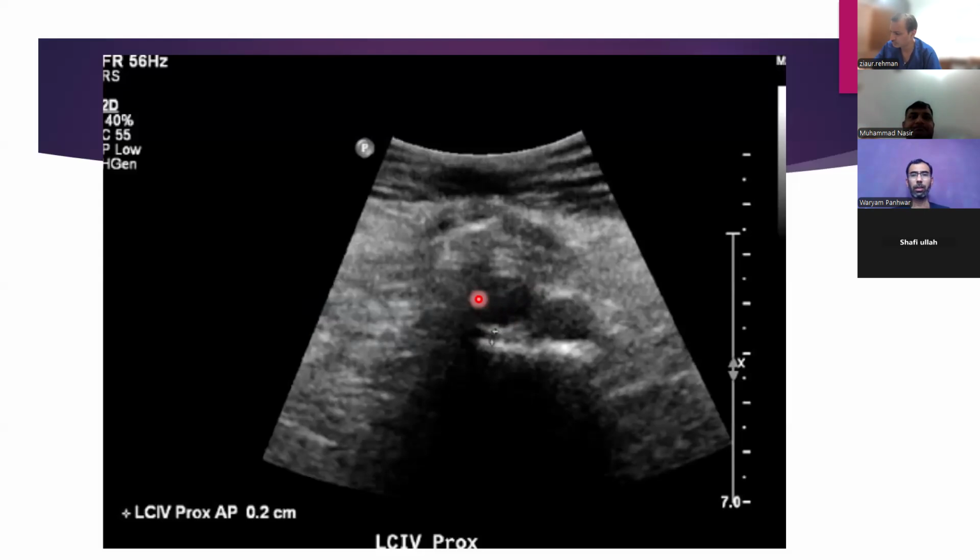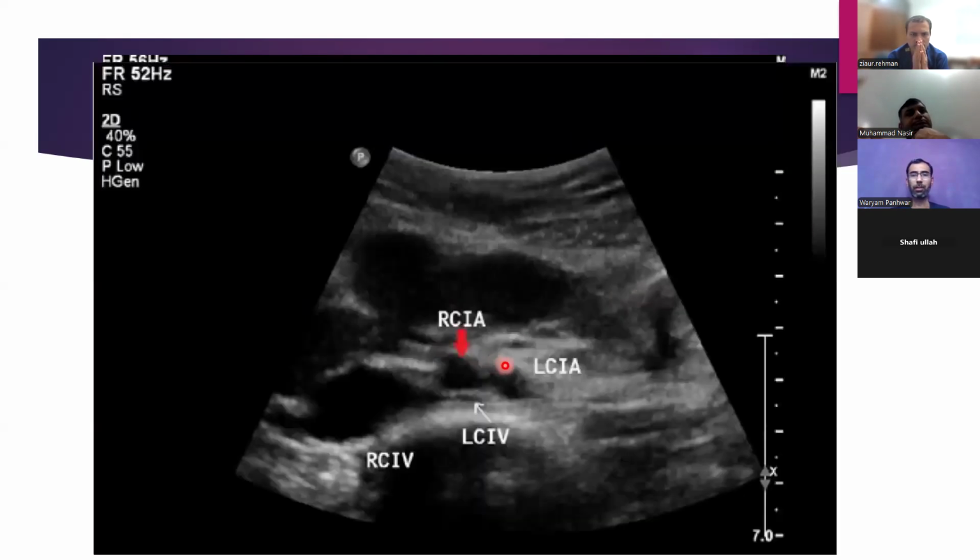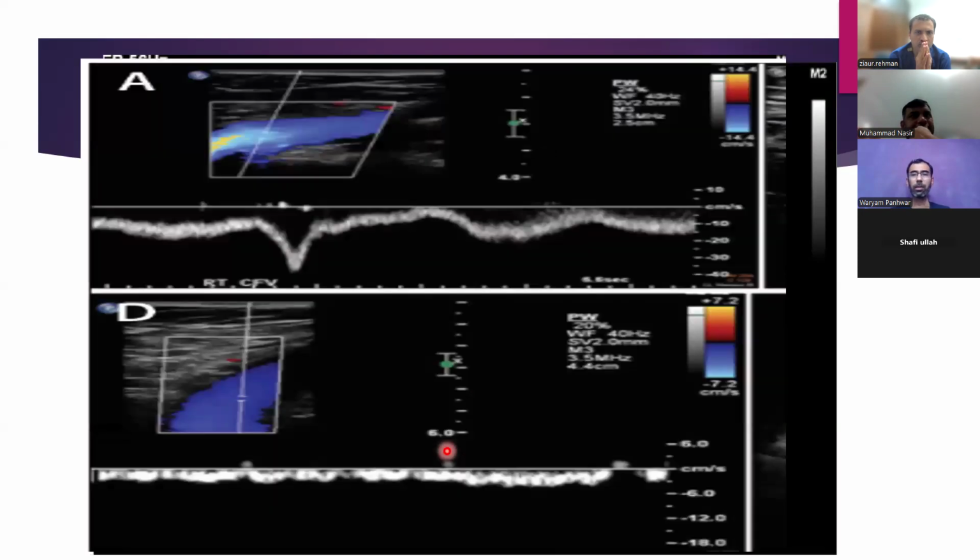So this is the right common iliac artery. This is the left common iliac artery. This is the vertebra, and this is the left common iliac vein that is being compressed between the right common iliac artery and the vertebra. Here, this is again the same. So this is the right common iliac artery, and this is the left common iliac vein that is being compressed. This can be visualized with good machines. This is the indirect finding.